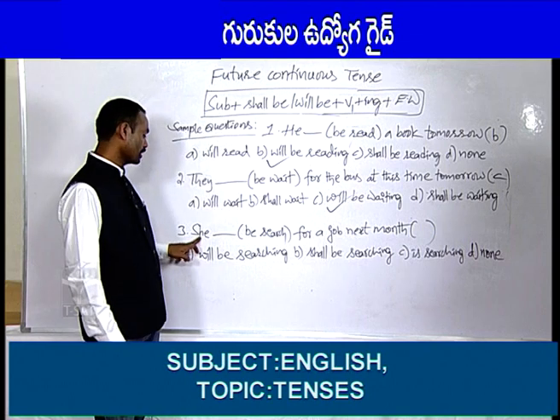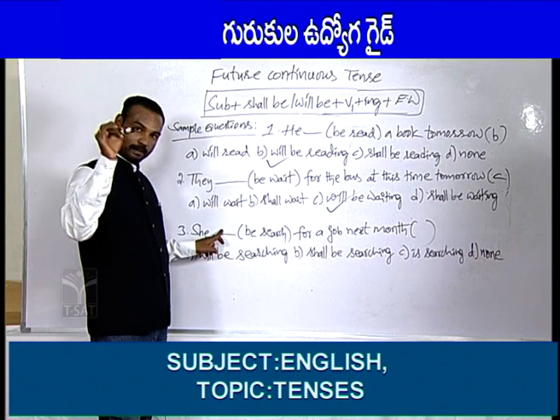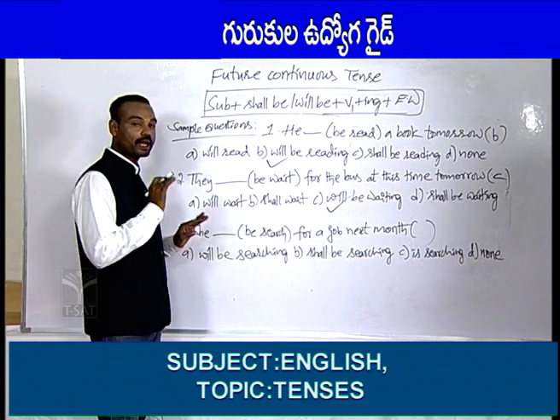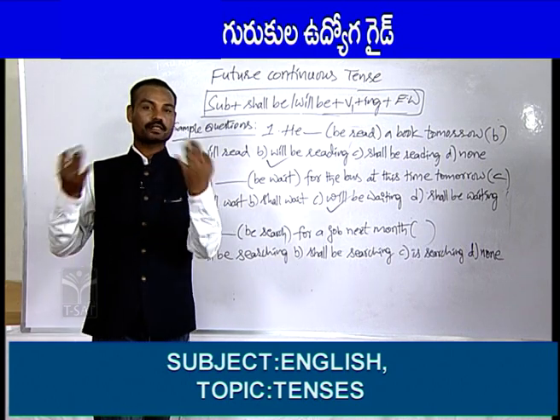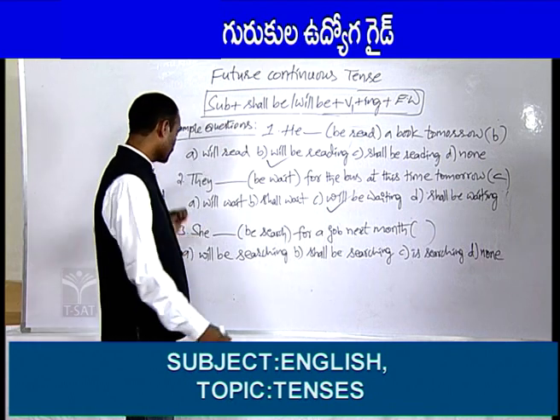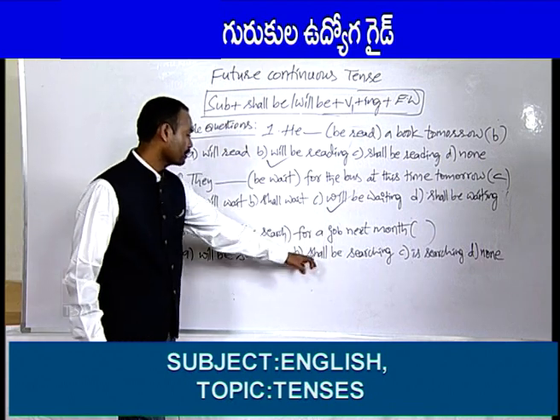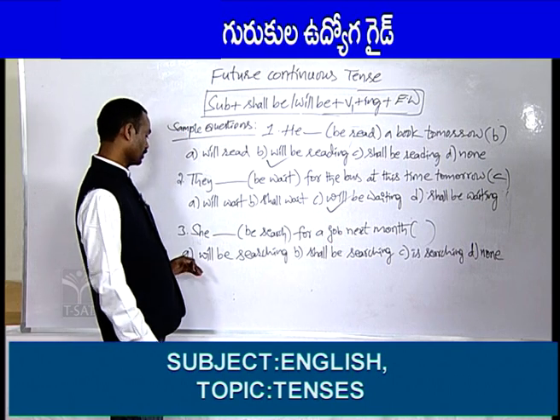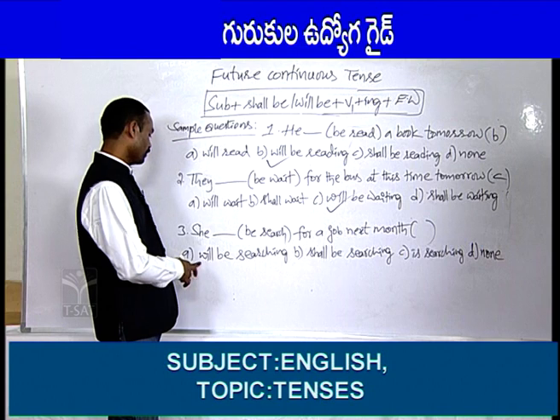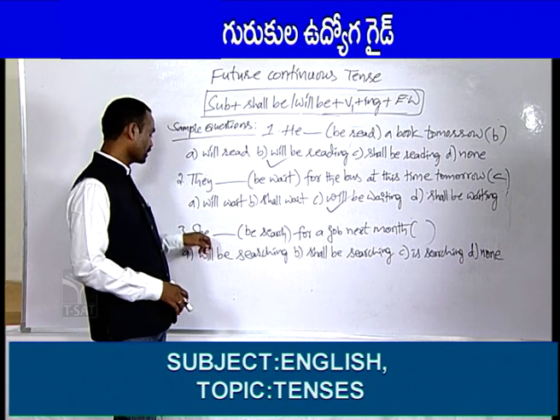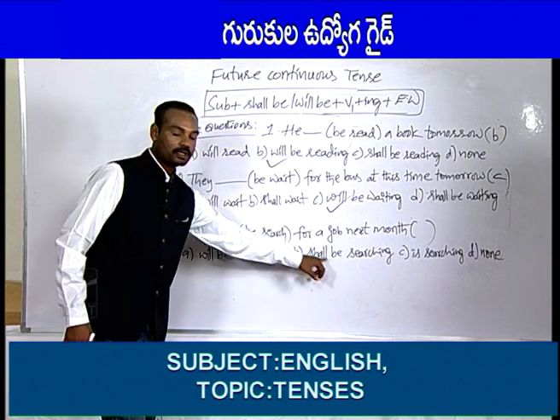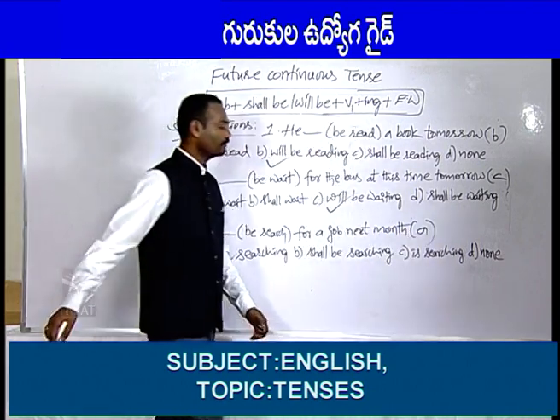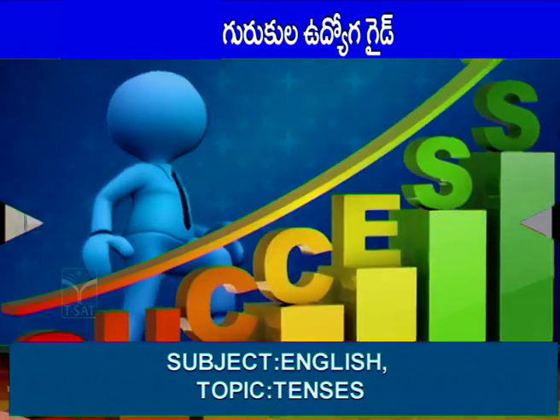So which subject is there? She is there. So will be plus ing form, will be searching. For example, if subjects are I and we, shall be searching. For other subjects, will be searching. Where is will be searching? Option A will be searching, option B shall be searching, option C is searching, the last one is none of these. So will be searching is the answer. So the answer is A, will be searching.